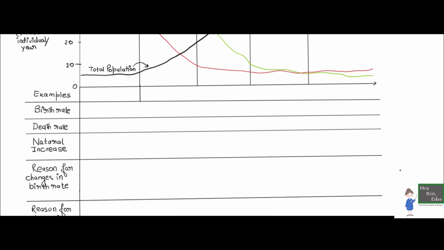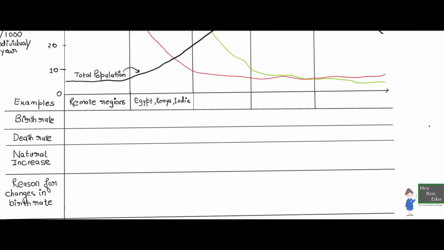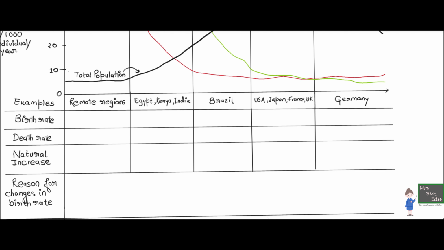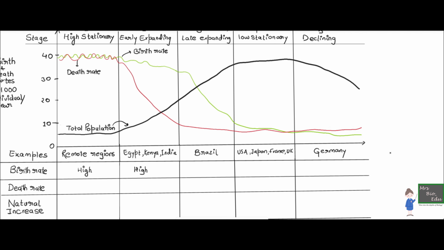So we have to understand that for high stationary, we always talk about remote regions, like some African tribes that are still very far away from technology. The second category, early expanding, includes developing countries like Egypt, Kenya, and India. Late expanding is somehow becoming stabilized, so Brazil would be a very good example here. Then stationary means stable, so these are countries that have reached the demographic stage, like USA, Japan, France, and UK. And the declining, where we are seeing a decline in the population.